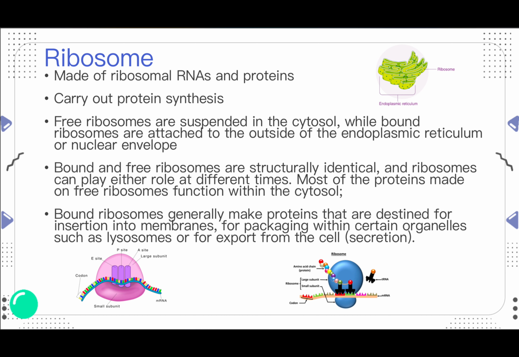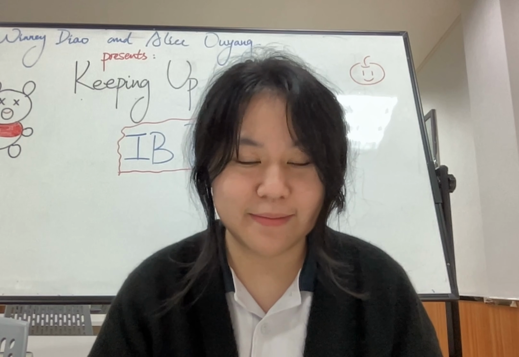There are two types of ribosomes, free ribosomes and bound ribosomes. Bound ribosomes and free ribosomes are structurally identical, but they perform different functions. Bound ribosomes manufacture proteins that are destined for insertion into membranes, for packaging within certain organelles such as lysosomes, or for transport out of the cell for excretion. And that's it for ribosomes.